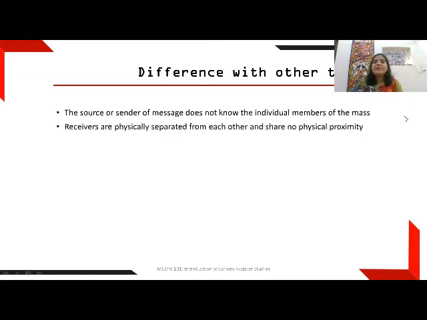Receivers are physically separated from each other and share no physical proximity. That is again a very interesting thing because the receivers are something जो खुद भी आपस में एक दूसरे को नहीं जानते हैं. So a person sitting in Lahore loving this Ertugrul is probably a person जिसका तुर्की में ना तो कोई रिश्तेदार है, ना कोई friend है और ना कोई और है, and both of them are in love with the serial एक साथ, right?